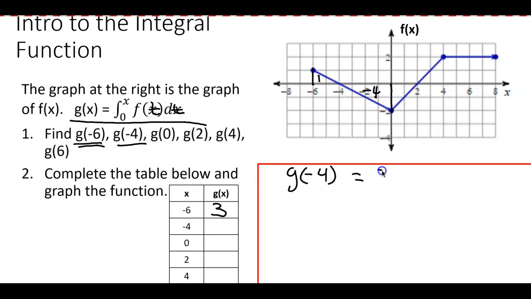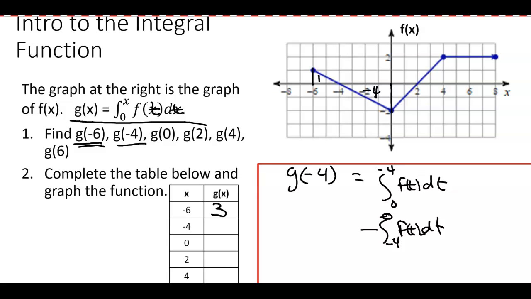-4 on top. Mm-hmm. 0 at the bottom. Okay. And then it's f of t, d of t, right? We would have to flip it. And why do we have to flip it, Brandon? Because the smaller number has to be on the bottom. Good. So that would be 0 on the top, -4 here. And when we flip it, we don't want to forget to put a negative in the front, right?